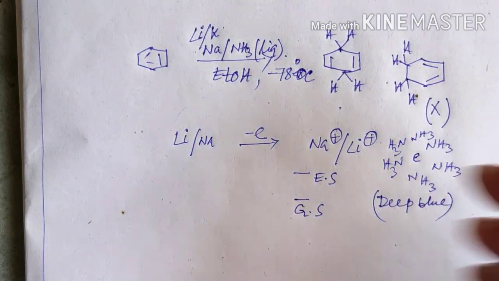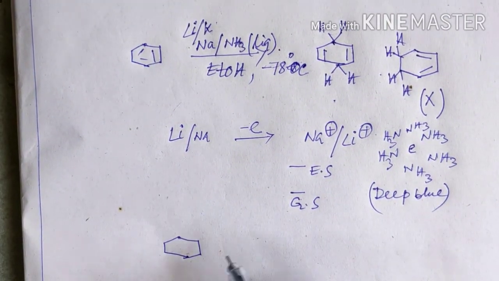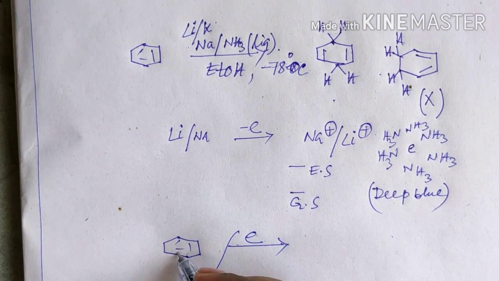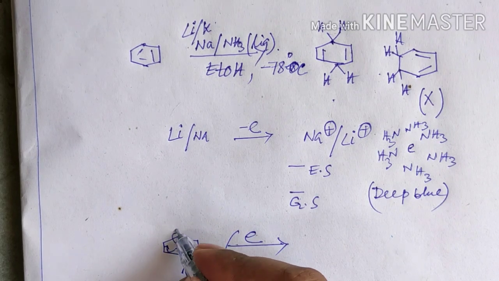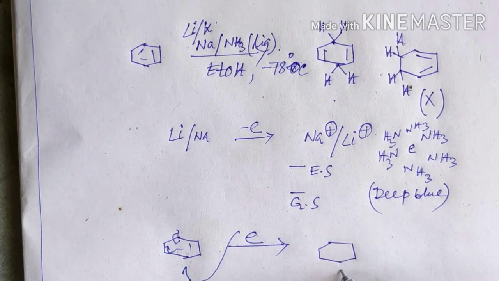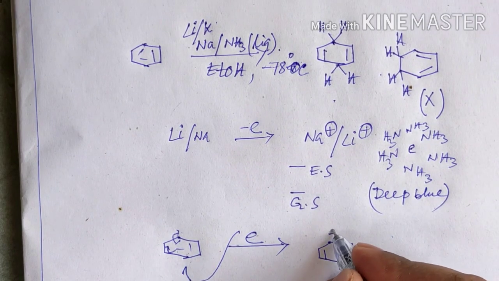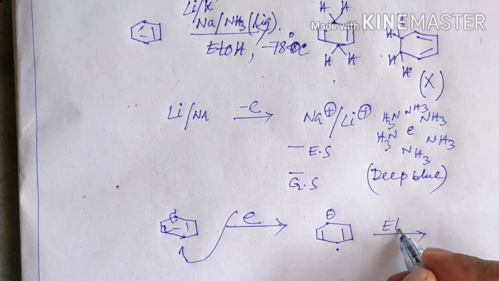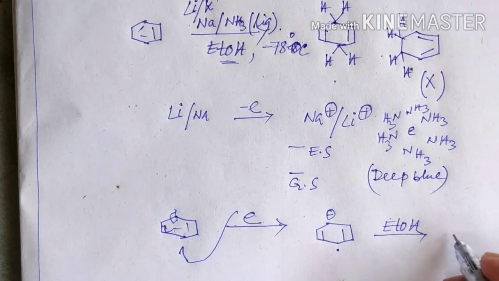Now this electron can attack this benzene ring in such a fashion that it attacks here, then this double bond opens up and migrates to this carbon, and there will be a negative charge. That is, this free electron attacks the benzene ring to form this radical anion, and this anion can abstract a proton from the ethanol. It is used as a proton source.